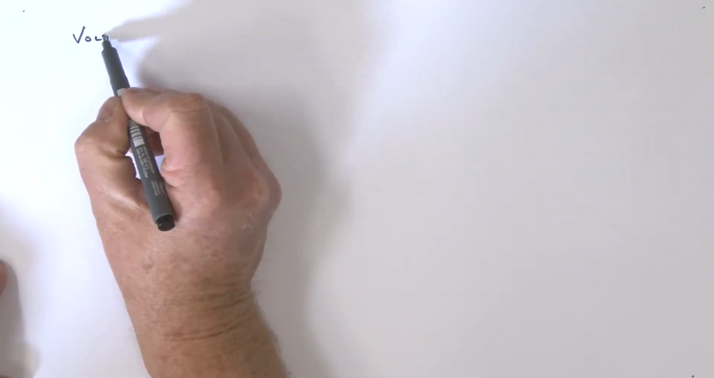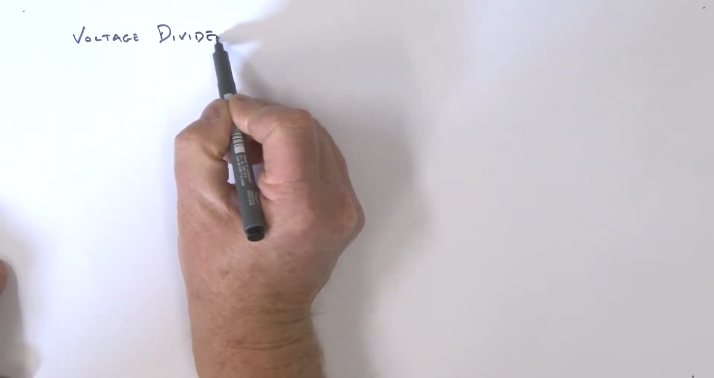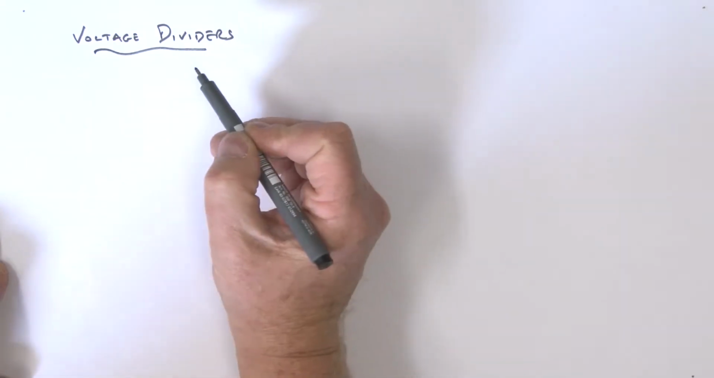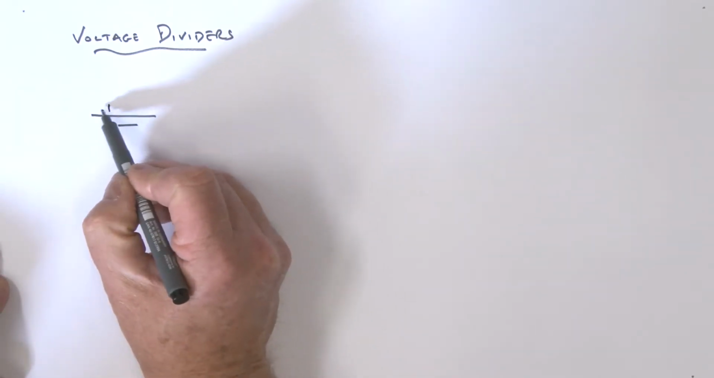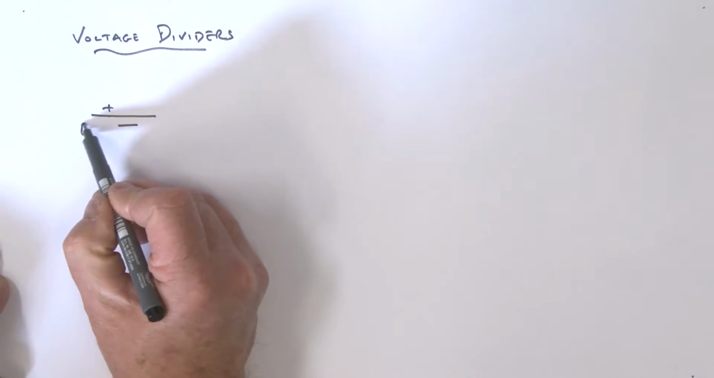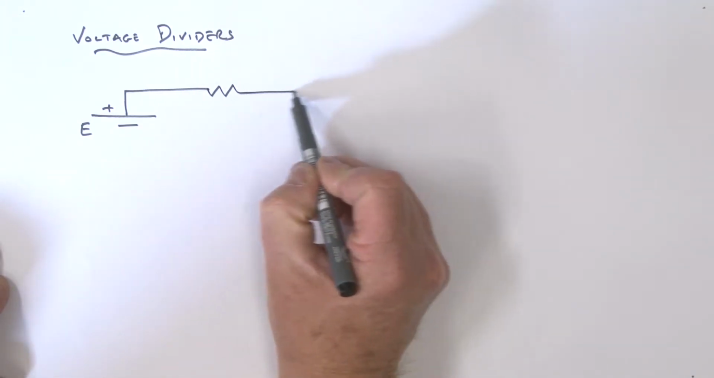Well, hello again. Let's now look at voltage dividers. I'm going to take a circuit here. I'll make this generic, so we're going to call that, once again, E. And I'm going to deal with 3 resistors. So here we go.